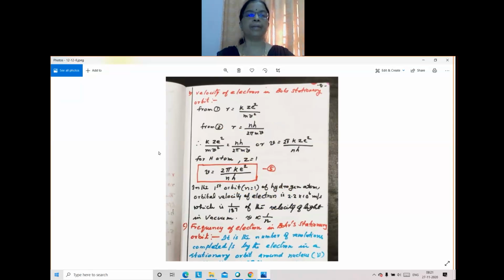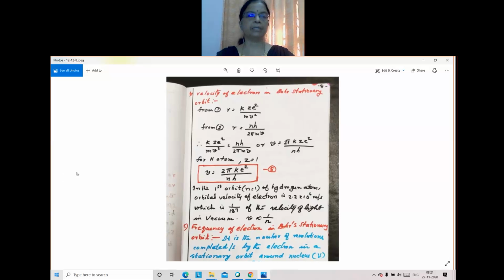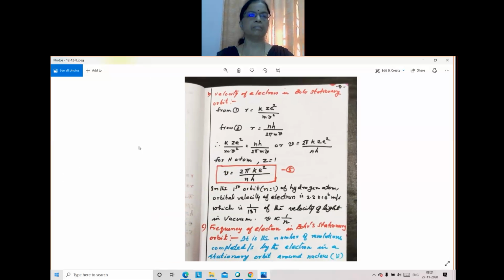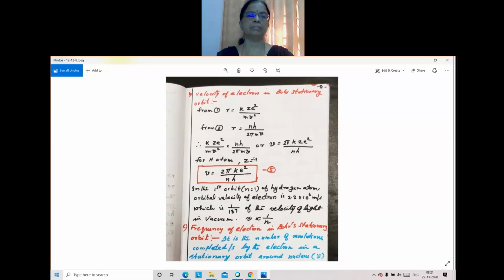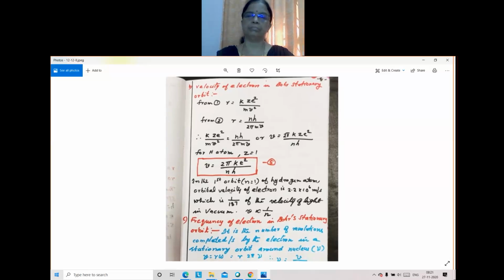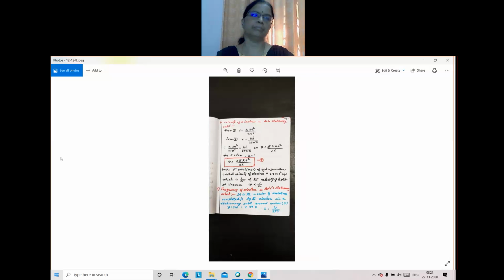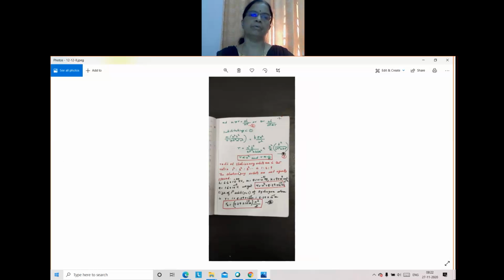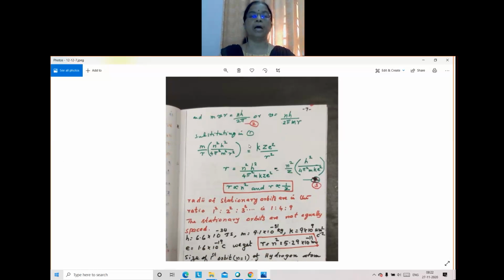ഓക്കെ, റേഡിയസ്. അതിൽ നിന്ന് നമുക്ക് റേഡിയസ് ആണ്. Okay, this and another formula is first formula we have got now, that is mv square by r equal to 1 by 4 pi epsilon 0 z square by r square.